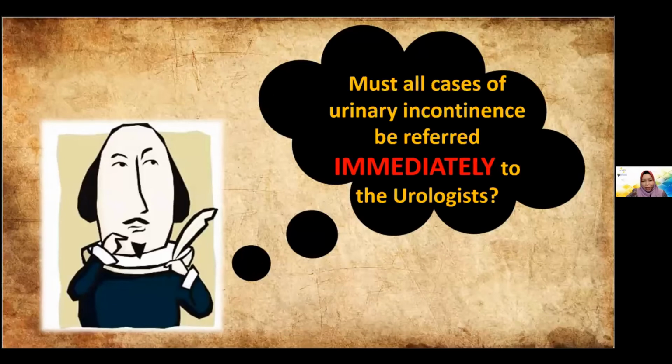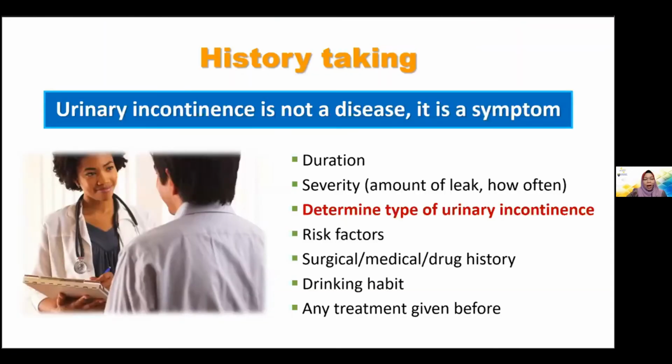Okay, the big question for the day. Must all cases of urinary incontinence be referred immediately to the urologist? I'm sure the majority of us listening today are doctors. We can always help the patient and do simple, basic things. Because as we know, the waiting time to see the urologist in most hospitals is about 6 months. Do we want the patient to suffer that long? Is there anything that we can do so that the patient will be less bothered by the leaking urine? How can you help? What can you do? First of all, history taking is very important in any medical problem.